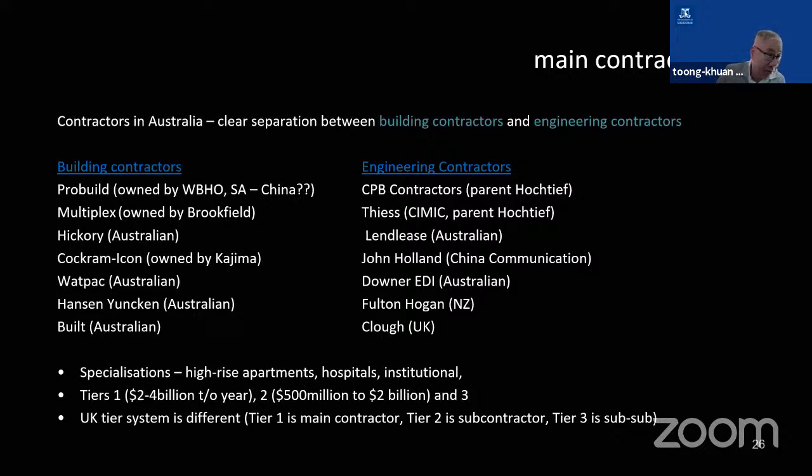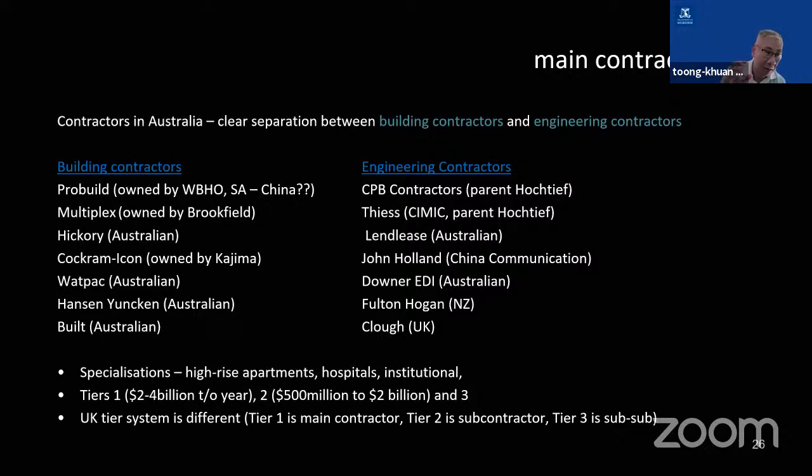We divide our construction companies into tiers: tier one, tier two, tier three. Only tier one is formalized. Tier two and tier three are the smaller construction companies. Please bear in mind that it's different from the tiers in the UK definition. The British definition is that tier one is the main contractor, tier two is the subcontractor, tier three is the subcontractor. In Australia, we don't have that similar system.